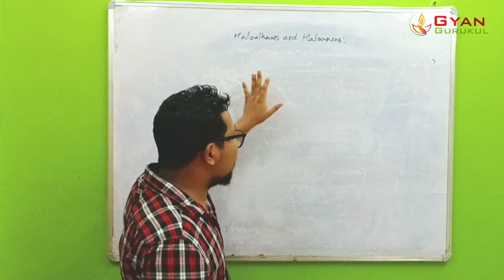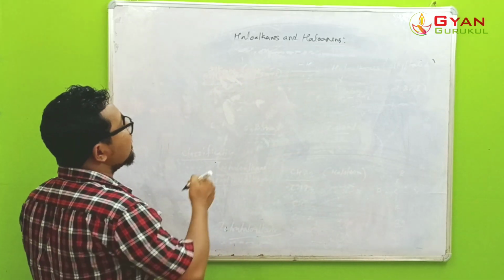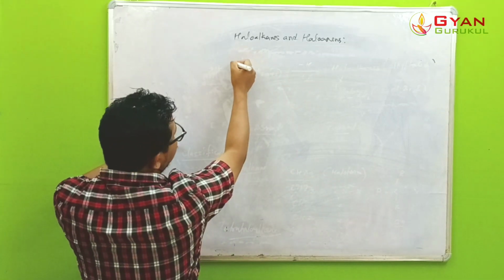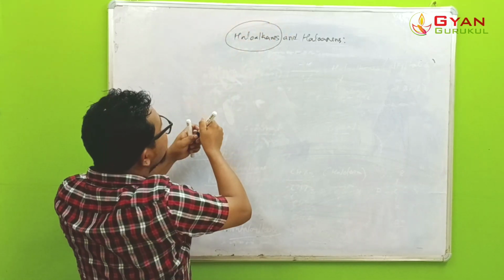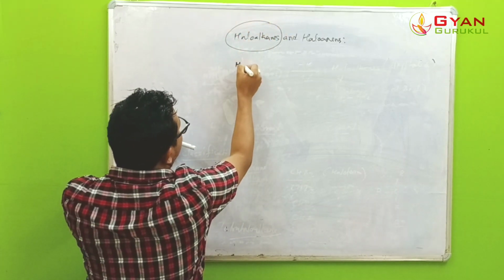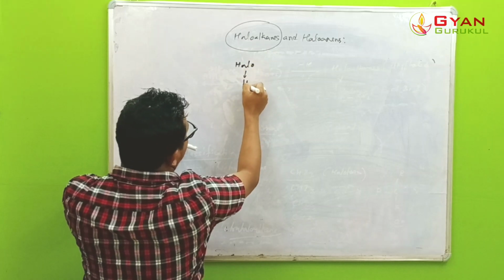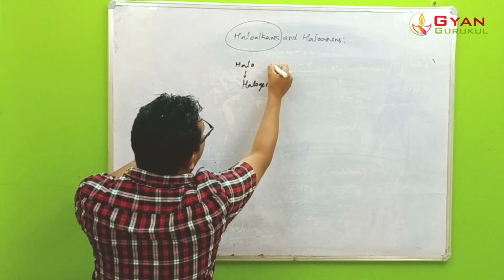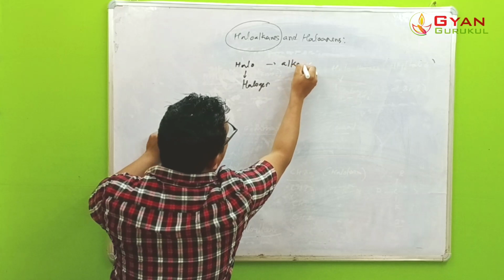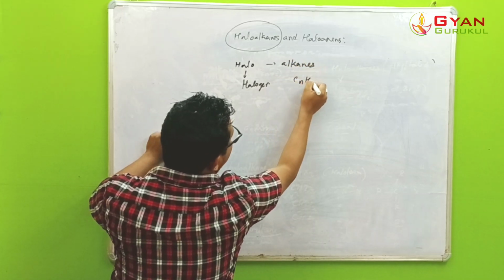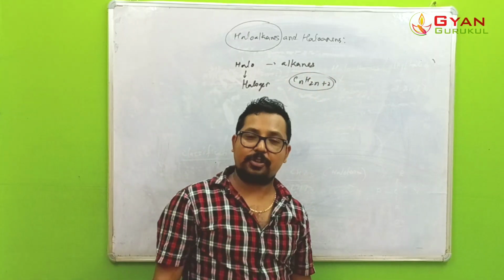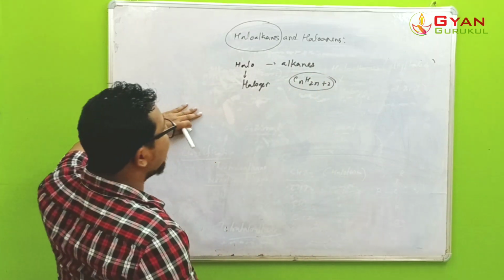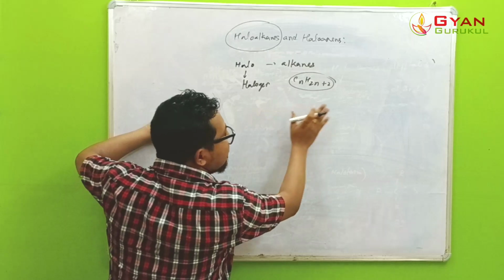So I'll start the chapter. This is haloalkanes and haloarenes. First, you have to know about haloalkanes. Halo means the halogen. And alkanes, you know, are hydrocarbons, compounds containing carbon and hydrogen, and the general formula of alkane is CnH2n+2. So haloalkane means halo plus alkane.